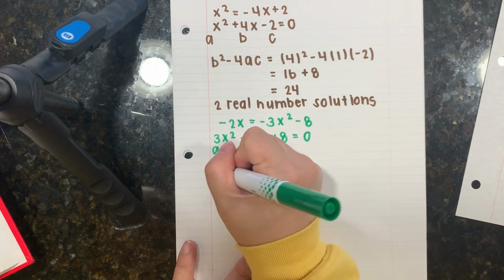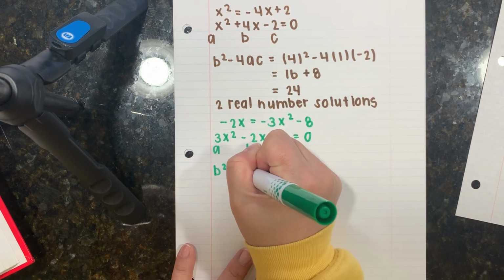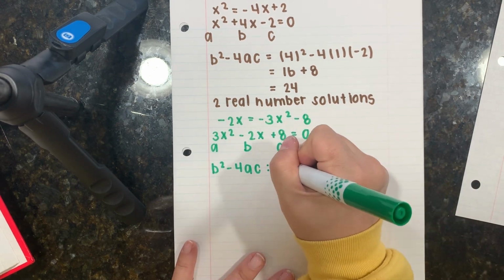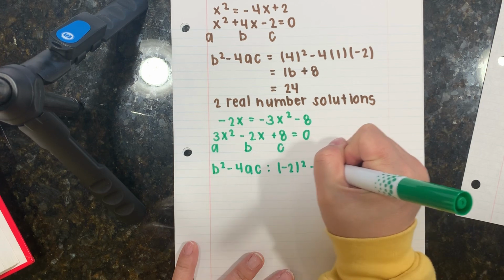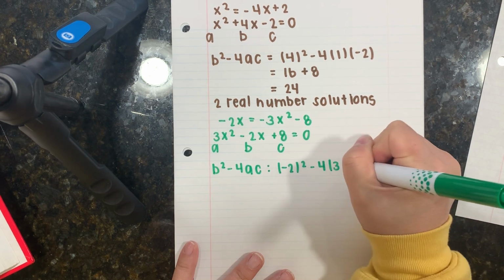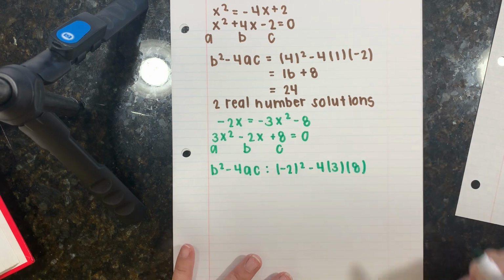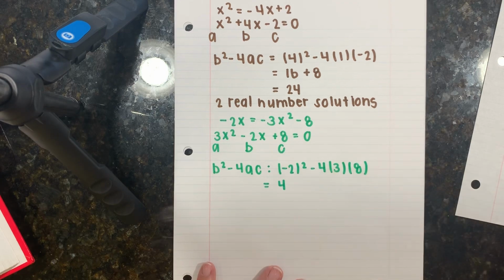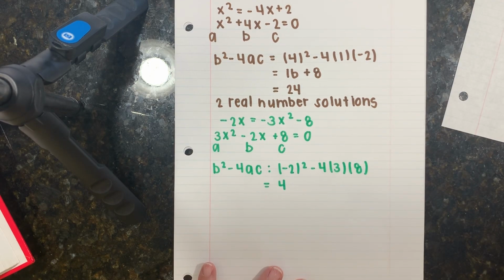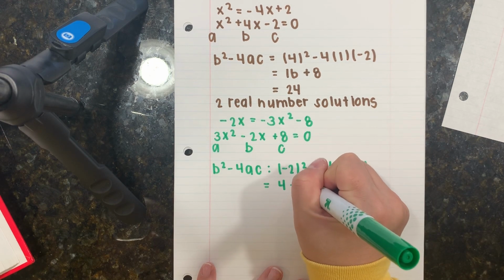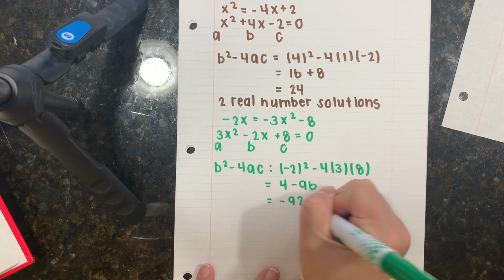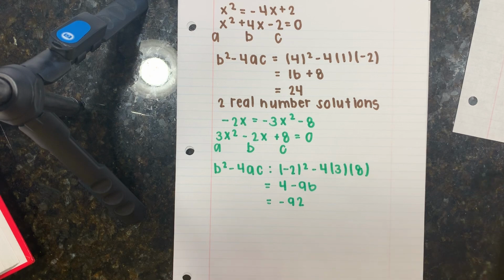Now I'm plugging it into the b squared minus 4ac. So my b squared would be -2 squared minus 4 times a times c. So -2 squared would give me 4, but then I have 12 times 8 should give us 96, so minus 96. So 4 minus 96 would give me -92. All right, so it equals a negative number.